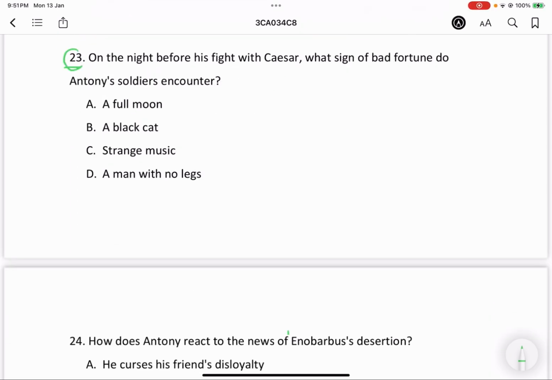Okay, moving on to question number 23. On the night before his fight with Caesar, what sign of bad fortune do Antony's soldiers encounter? The supernatural element which Shakespeare so often uses. What is it? It's option C, a strange music, which the plot tells us is that associated with Hercules, the Greek mythological hero, whom Antony idolizes.